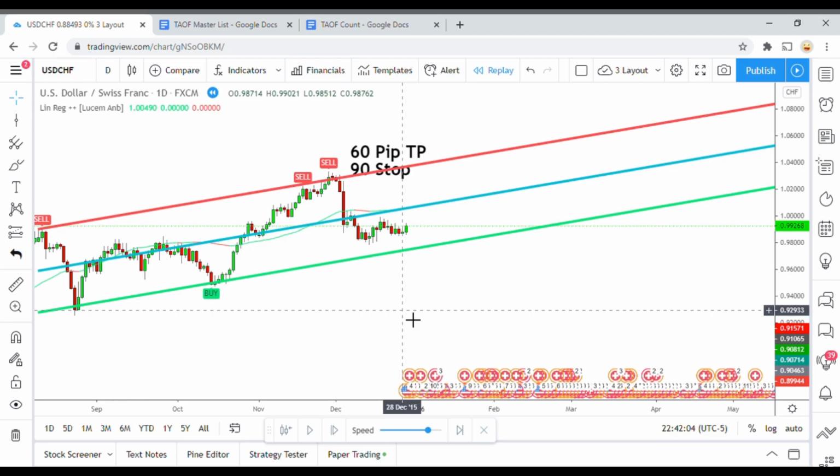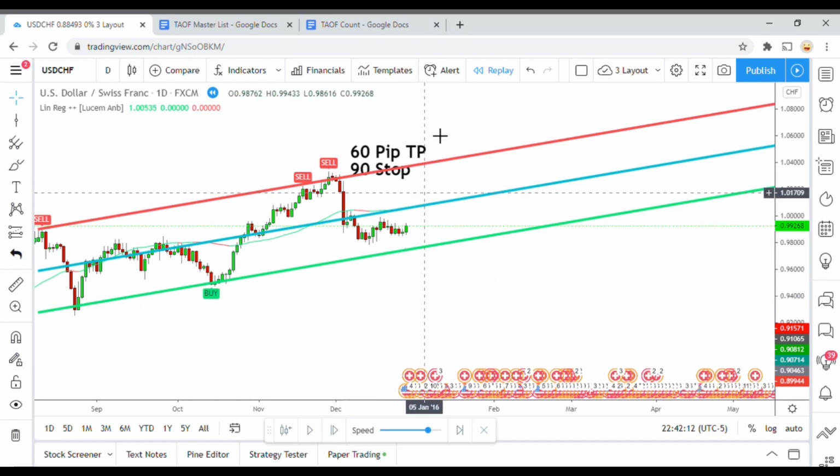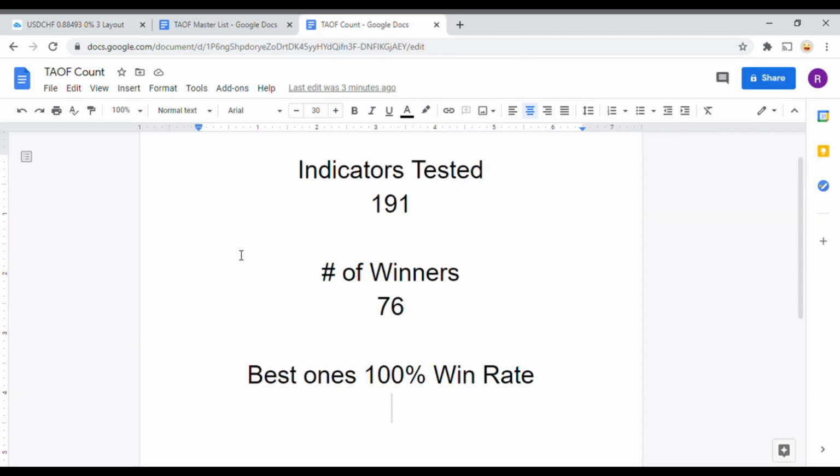All right, like I said, today we will be testing the linear regression plus plus indicator. But before we do, I wanted to put the indicator scoreboard up for everyone to see. So to date, we have tested 191 indicators. And out of those 191 indicators, 76 of them have been winners, which means that they have met or exceeded the 60% win-loss ratio threshold that we have set for them. The best ones so far were able to achieve a 100% win rate.